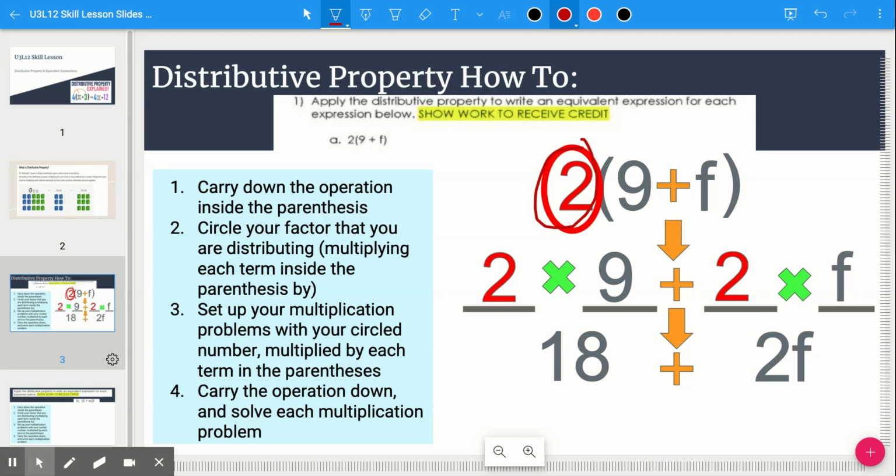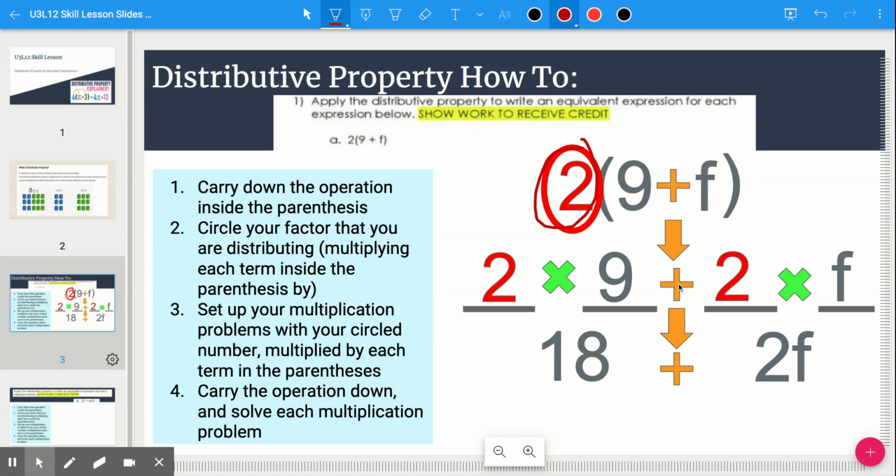And I'm going to have you set up some problems like this on the practice problems here in a few minutes. Step 3, set up your multiplication problems with your circled number multiplied by each term inside the parentheses. So I've already drawn my 2 and my 2, and I know that I have 2 multiplication problems to do because I have 2 terms inside the parentheses. That could change. That could be 3 or 4 or however many. The final thing I need to do in this part of the step is take down each of the terms, because that's what I'm going to be multiplying 2 by. 2 times 9 and 2 times f.